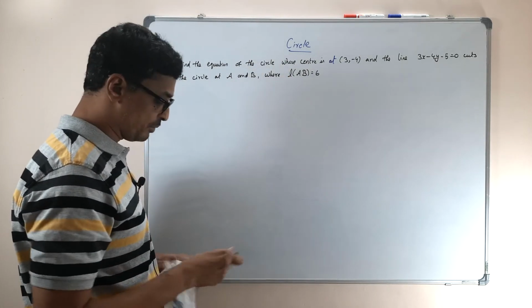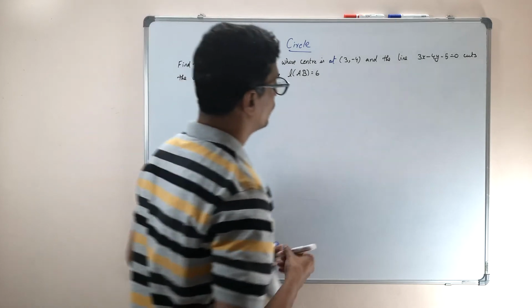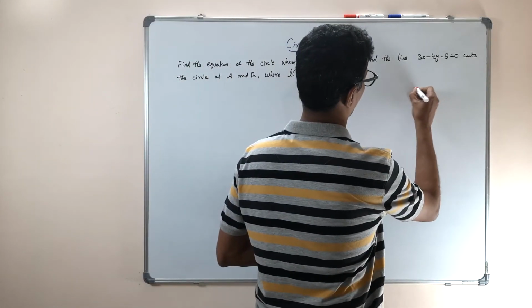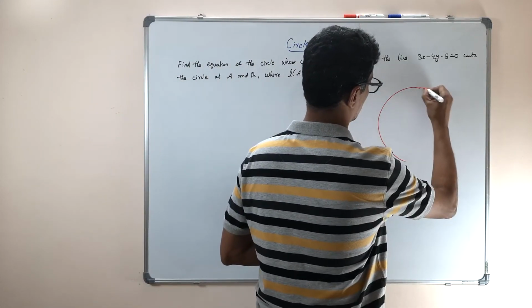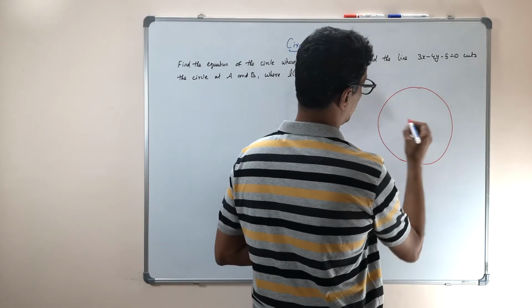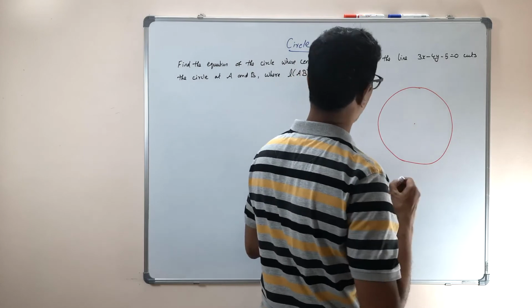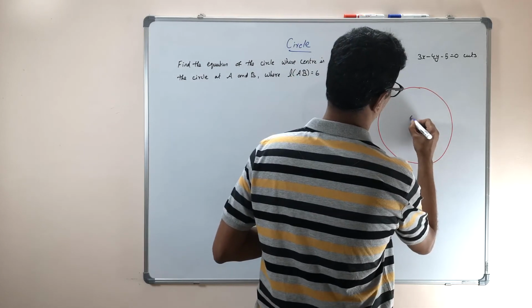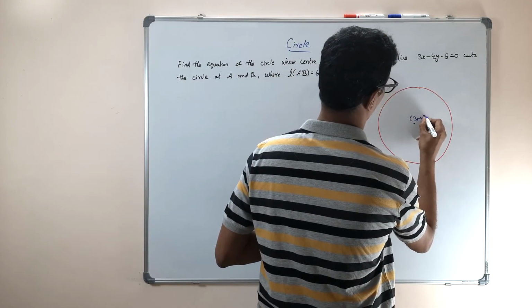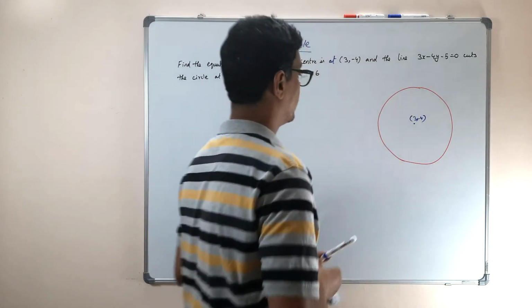So what is the problem? They've given a circle, correct? So the problem is very well defined. There is a circle given and the center is, what is the center? 3 comma minus 4. Very good. 3 comma minus 4. And then there is a line, correct?